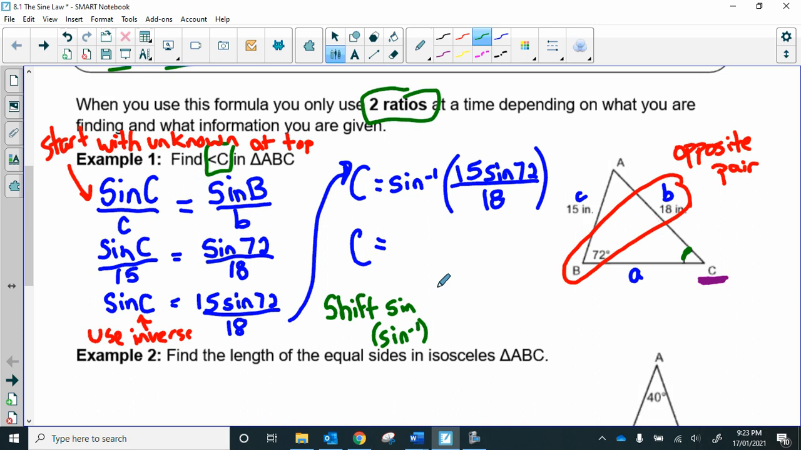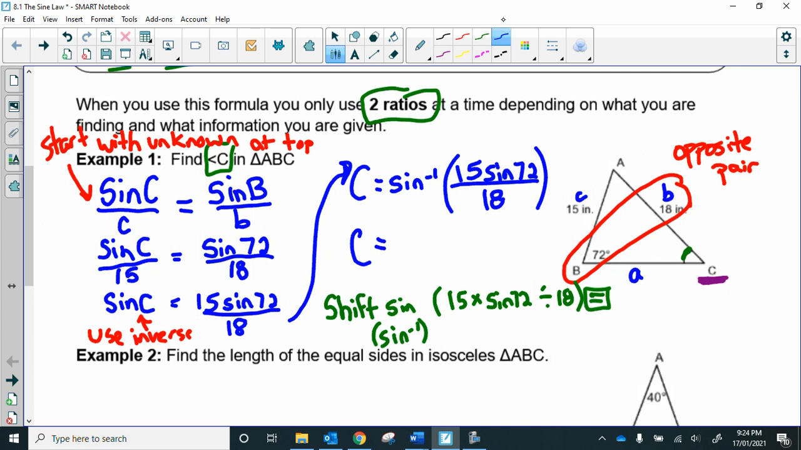And then I would be typing in bracket 15 times sine 72 divided by 18 bracket. So I'm just going to try that in my calculator right now. Shift sine bracket 15 times sine 72 divided by 18 bracket. And then you're going to hit equals. So I have to hit equals after that.